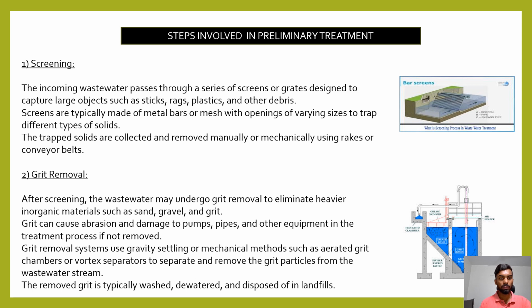Grit removal. After screening, the wastewater may undergo grit removal to eliminate heavier inorganic materials such as sand, gravel and grit. Grit can cause abrasion and damage to pumps, pipes and other equipment in the treatment process if not removed. Removal systems use gravity settling or mechanical methods such as aerated grit chambers or vortex separators to separate and remove the grit particles from the wastewater stream. The removed grit is typically washed, dewatered and disposed of in landfills.